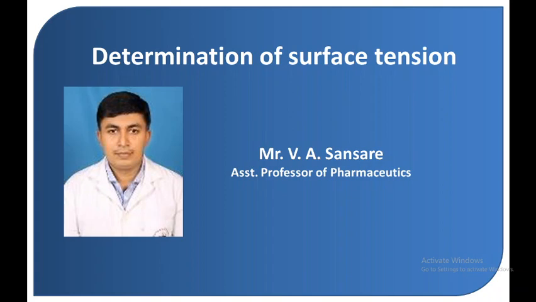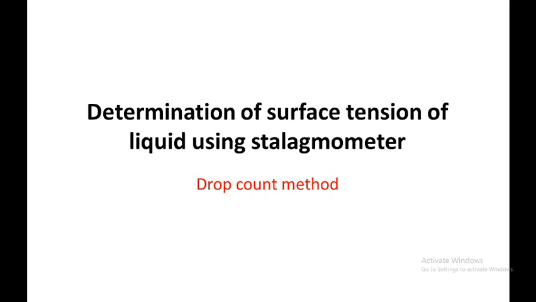Today we are going to see the determination of surface tension and how the surface tension is determined using the stalagmometer as an apparatus. So the surface tension is a force acting perpendicular to the unit length of line at the surface. So it is a force per unit length. So the unit of surface tension is Newton per meter or dyne per centimeter, where the Newton and dyne are the units of force and the meter and centimeter are the units of length.